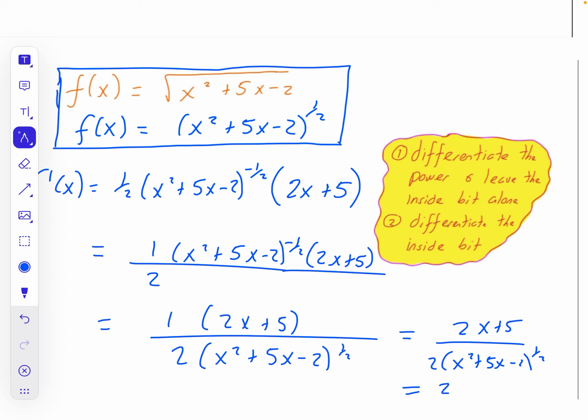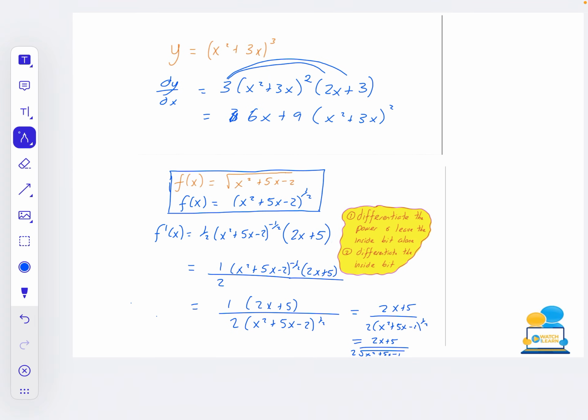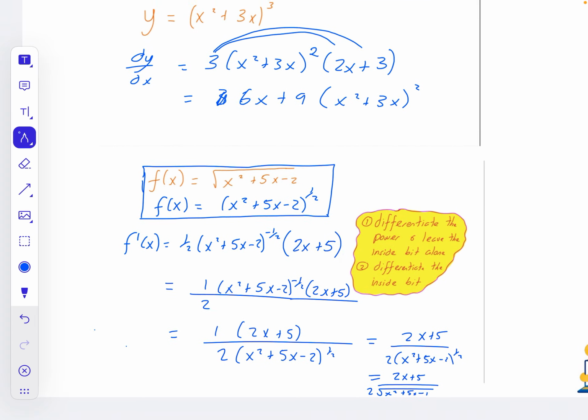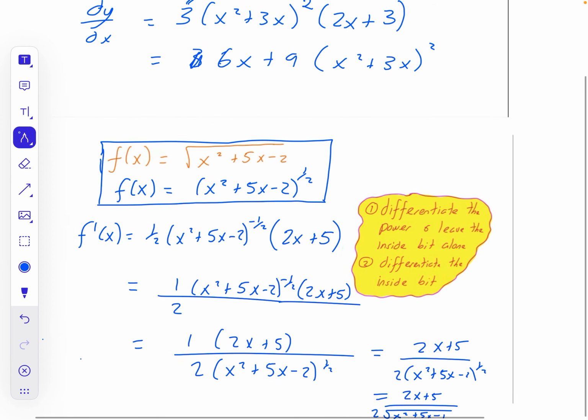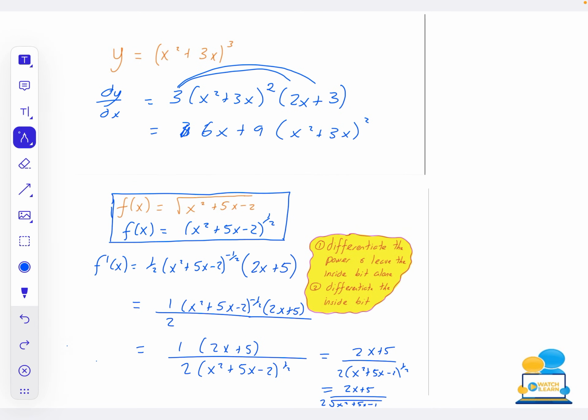If you really want to keep going, then you could keep going forever, but instead of writing to the power of a half, I can change that into a square root. So it's 2x plus 5 all over 2 times the square root of x squared plus 5x minus 1. Okay, probably the most common question I get asked is when to stop simplifying. When you start to do the exam questions, you'll realize that's not as big a problem as you think it is. So keep going for as far as you can, but this is our differentiated equation after applying the chain rule.